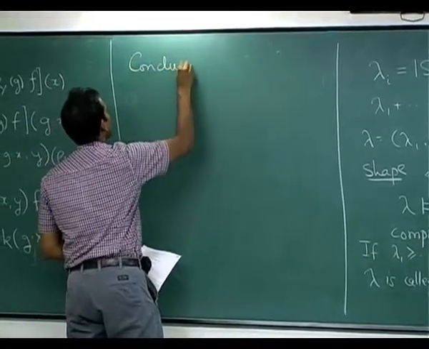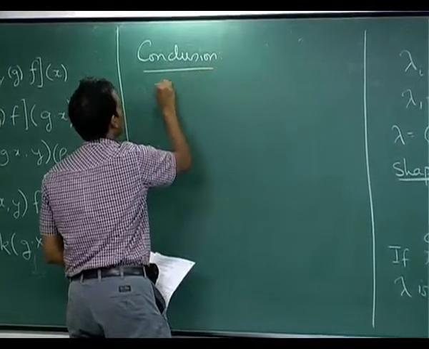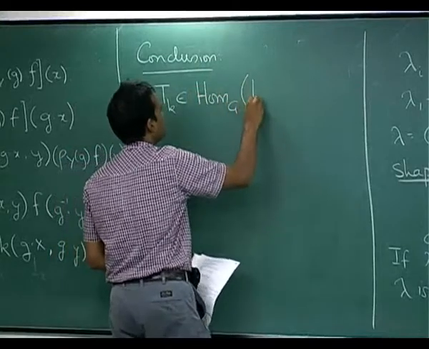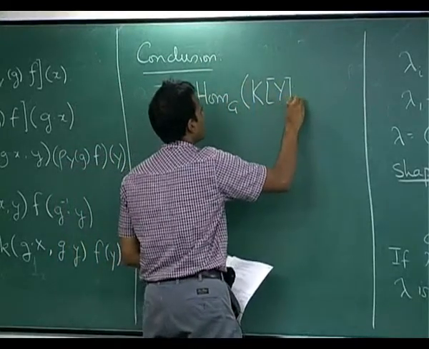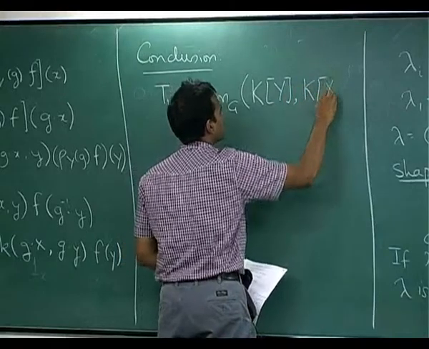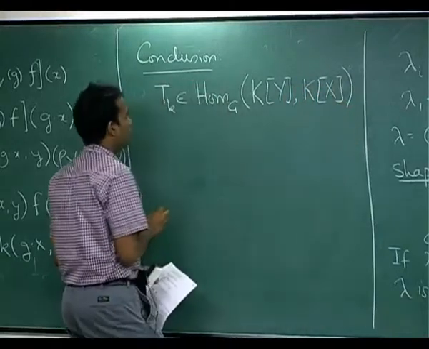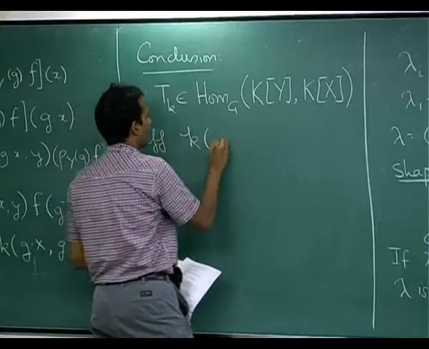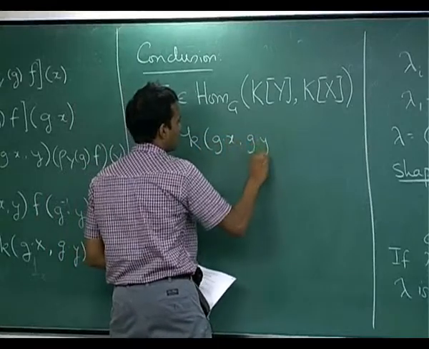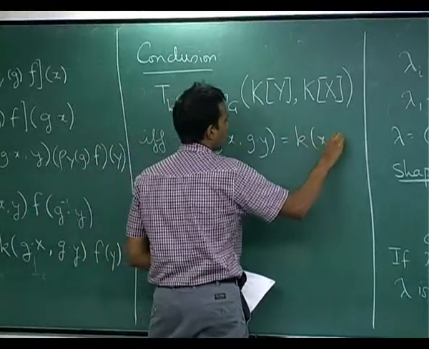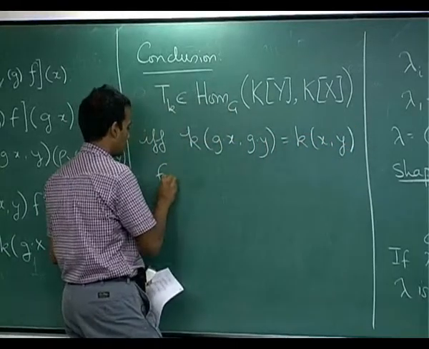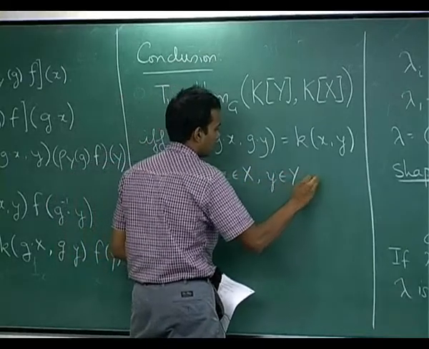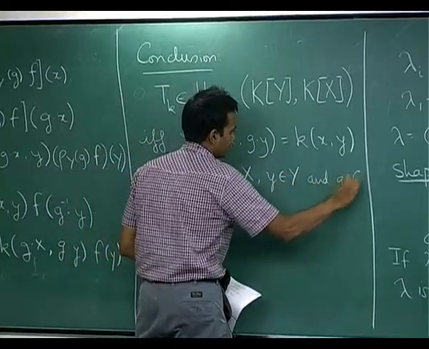So the conclusion of this calculation is that t_k belongs to Hom_G, a G homomorphism, K(Y) comma K(X), if and only if k(g dot x, g dot y) equals k(x, y) for all x in X, y in Y, and g in G.